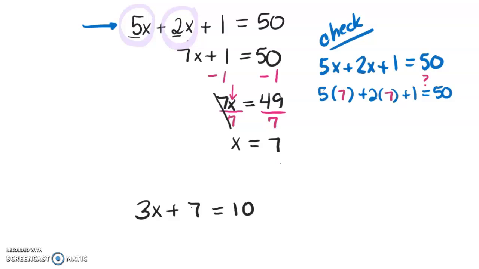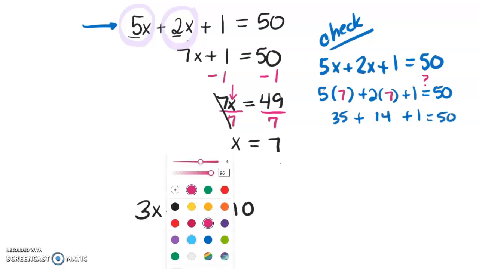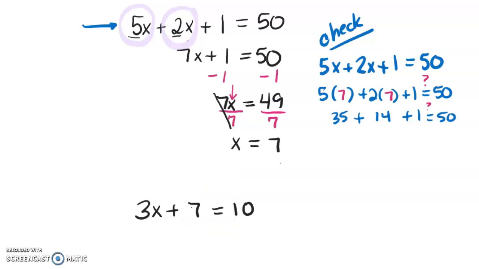So on the left side here, I have 35 plus 14 plus 1. Because remember, I have to do my order of operations, which means I will multiply each of these before I add them together. 35 plus 14, that's 49, plus 1 is 50 on this side. So the 2 sides are equal, and since the 2 sides are equal, I can say that my proposed solution of 7 is correct.